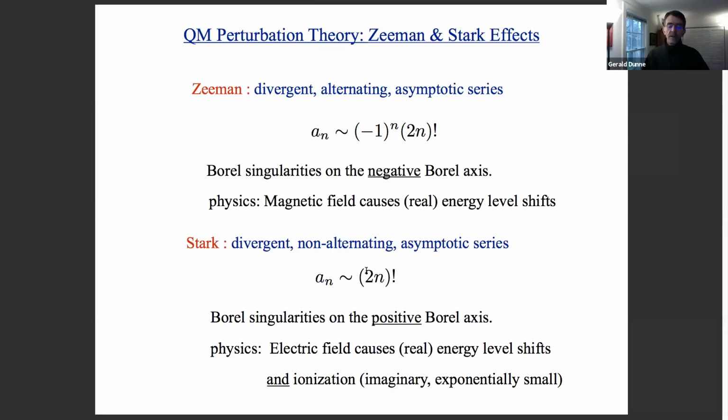positive real axis, which means that when you evaluate this Borel sum representation of the divergent series, two things happen. One is there's a real contribution from the principal part, and that gives the real Stark shifts. But there's also an imaginary part, which is exponentially small, an imaginary part to the energy, and this corresponds to ionization. Okay, and this is exactly what we expect physically, the difference between applying a magnetic field or an electric field to an atom. So that's nicely consistent with this Borel formalism.